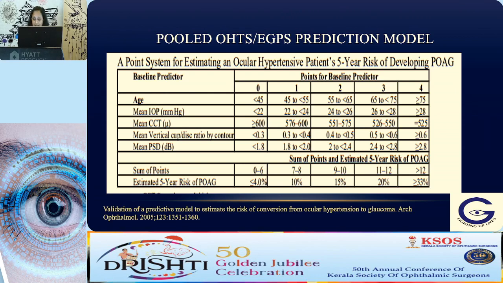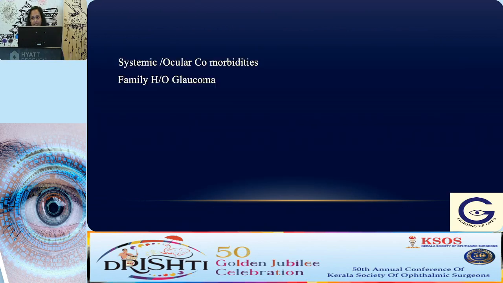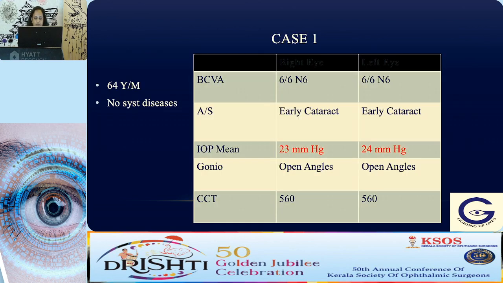So while deciding the management, you have to consider this, and along with this, systemic or ocular comorbidities and family history of glaucoma. So let us look at some case scenarios. This is a case of a 64-year-old male with no systemic comorbidities. Anterior segment and the fundus examinations were within normal limits. Mean IOP was 23 millimeters of mercury in the right eye and 24 in the left eye, and the central corneal thickness was normal.